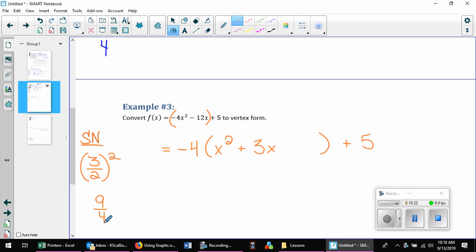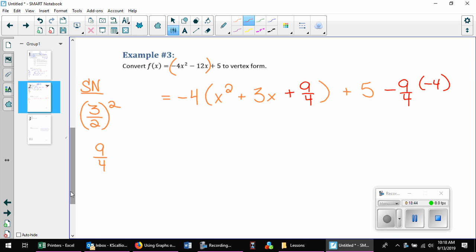Anybody need to yet? Already. It's okay. It's okay to say that it's not your favorite thing. So that means I'm going to add a 9/4 here, and I'm going to minus a 9/4, but it's going to be multiplied by a negative 4. Okay. All right. Oh, orange and red, probably pretty terrible.